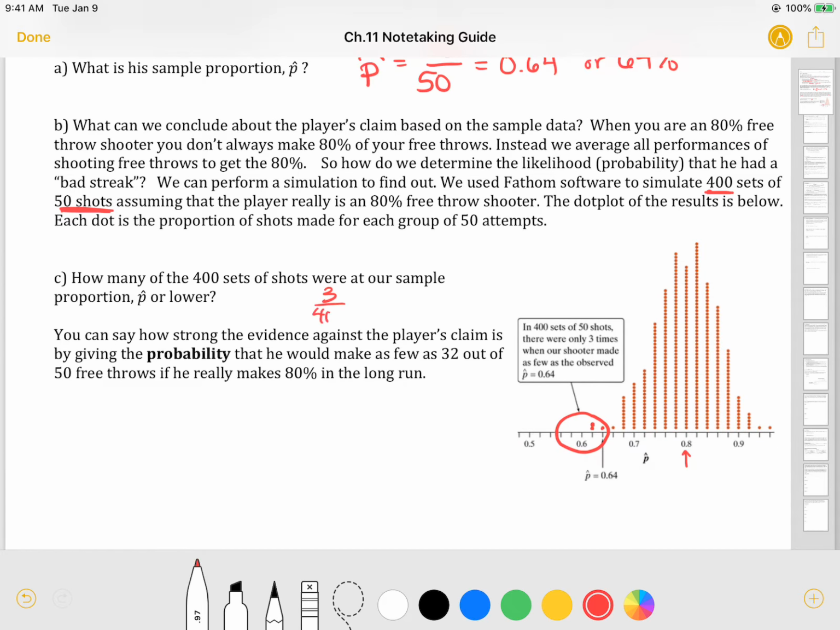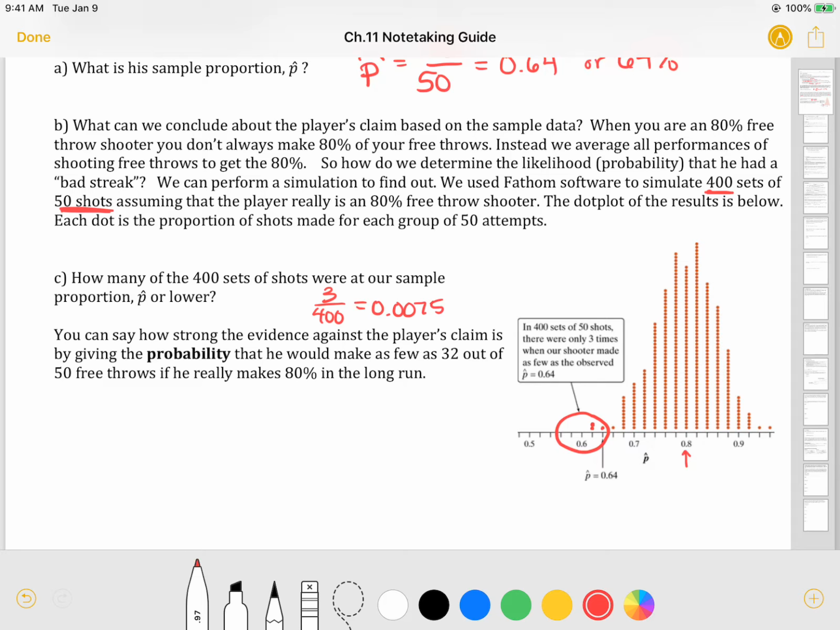3 out of 400 times, which is equal to 0.0075. So that is less than 1% of the time they will actually have such a bad streak. So this probability is a number that we use in statistics to give us good evidence against a claim, okay?